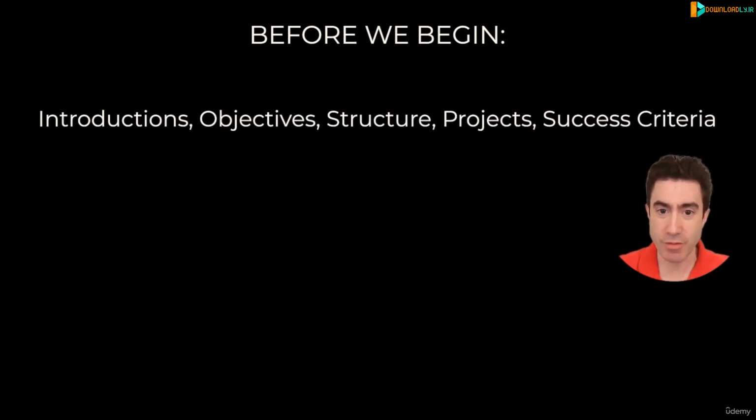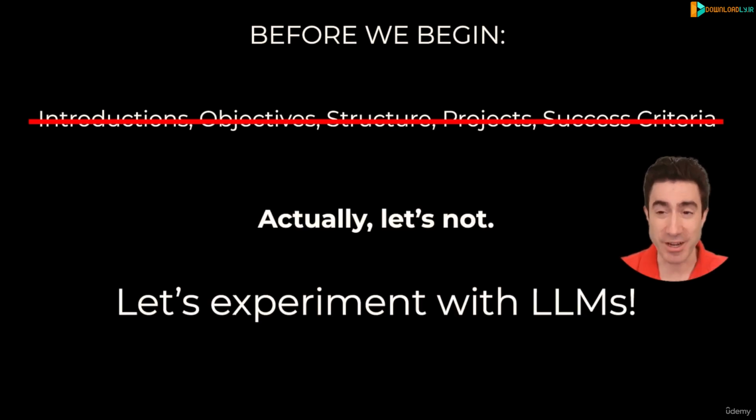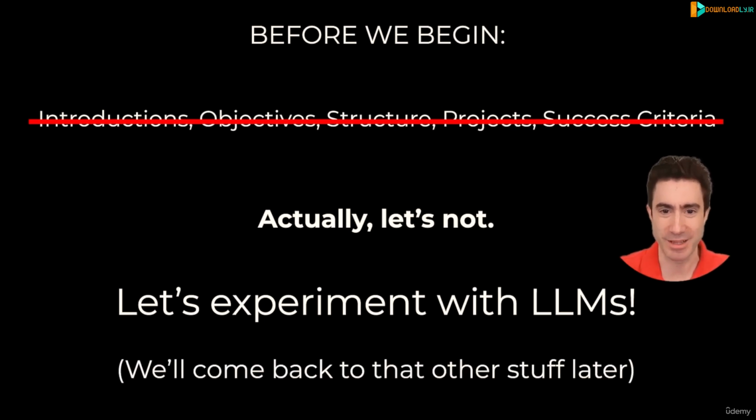Before we get started, it's customary in these things to walk you through what we're going to get done over the next 8 weeks, the objectives, the structure, the projects, and how we will position ourselves for success. Except we won't. I'm lying. That's not my jam. People that have done my courses before know that I like to start with action. Let's get right to it. In the first couple of minutes of this course, let's go and experiment with LLMs, which is what it's all about. And there'll be plenty of time to come back later and do that other stuff.